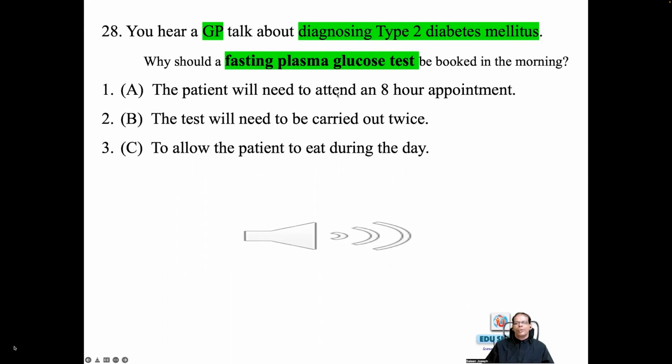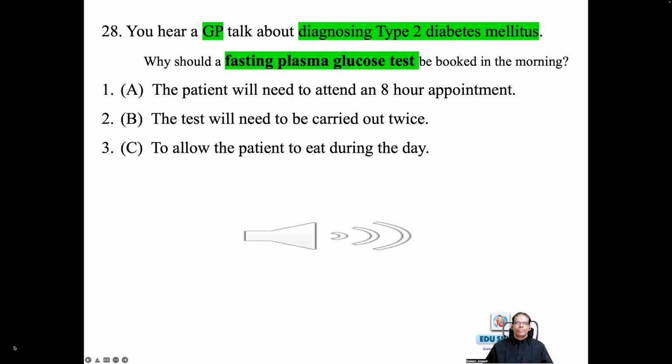The patient will need to attend an 8-hour appointment. We don't have 8-hour appointment in the hospital for fasting plasma glucose test. The test will need to be carried out twice. Normally, we don't require it; only to confirm, the second time it has to be done, but normally it is not the condition. So when these two things are not the correct one, the other one must be the one. Let's listen and confirm it.